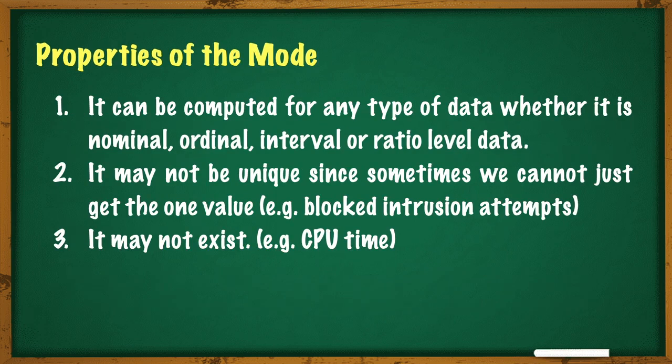With the examples that we used to compute for the mode, we have here the properties of the mode. First, it can be computed for any type of data, whether it is nominal, ordinal, interval, or ratio level data. Second, it may not be unique. That means we can obtain not only one value, for example, the block intrusion attempts. And third, it may not exist. An example of this is the CPU time.